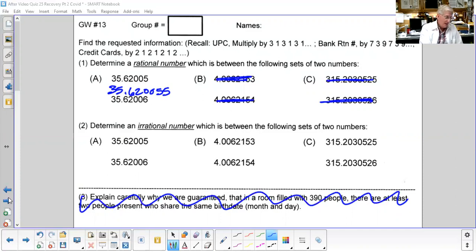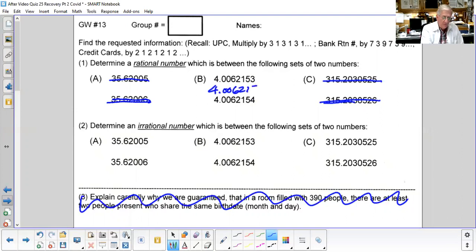Okay, if I go to the next one, if I add those 2 together on my calculator and divide by 2, I would get 4.00621535, and that's a rational number also, so I'm all finished with that one. So I could make other rational numbers there if I wanted to, but why bother, right? Ask you to come up with a rational number that's between them, and you have.